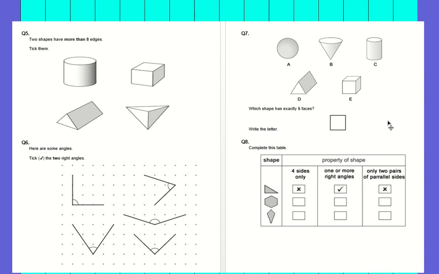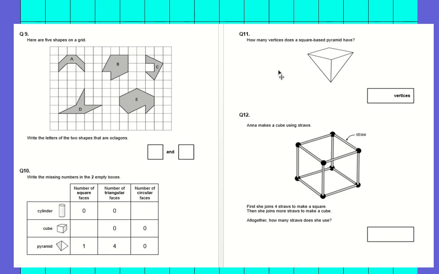And then question number 8, complete this table with a tick or a cross. So it's giving you properties of the shape, 4 sides, 1 or more right angles, or only 2 pairs of parallel sides, parallel lines. So can you put ticks and crosses in the correct boxes? Question number 9. Here are 5 shapes on the grid. Write the letters of the 2 shapes that are octagons. So 2 of these irregular shapes are octagons. Which 2 are they?